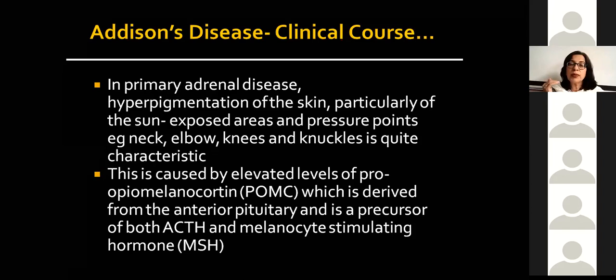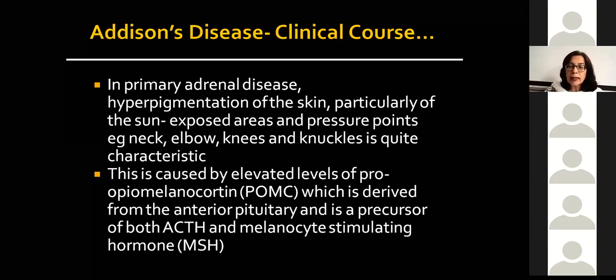We discussed this when we discussed the pituitary gland, right? So, decreased cortisol stimulates the pituitary, which causes increased secretion of POMC, increased secretion of ACTH, and increased secretion of melanocyte stimulating hormone. When there is increased secretion of melanocyte stimulating hormone, a lot of melanin is being produced, and because of increased melanin formation, there is hyperpigmentation of the skin.